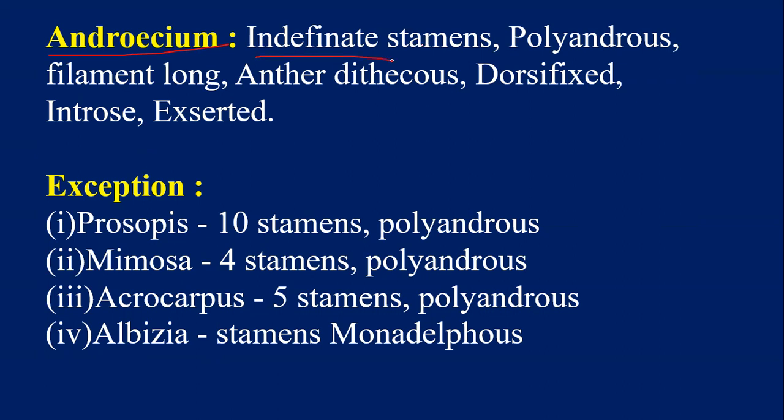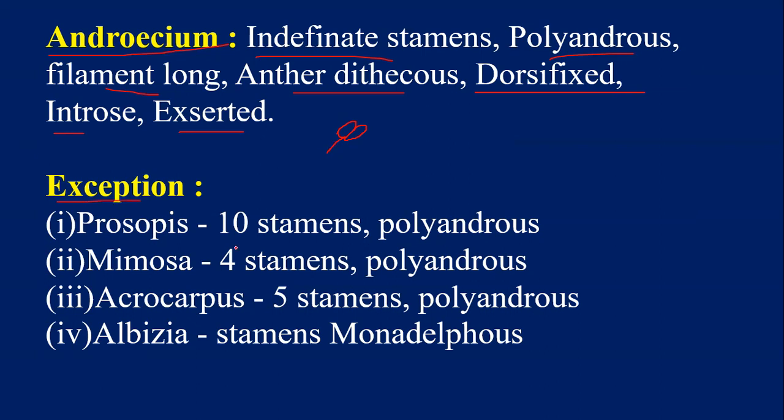There are several stamens present, indefinite stamens, polyandrous, meaning stamens are free from one another. Stamens have longer filaments, and the anther has 2 lobes, that means dithecous. Dorsifixed means the filament is fixed to the dorsal side of the anther, which splits open lengthwise, exserted, found out of the flower. Exserted means the stamens are present outside the flower.